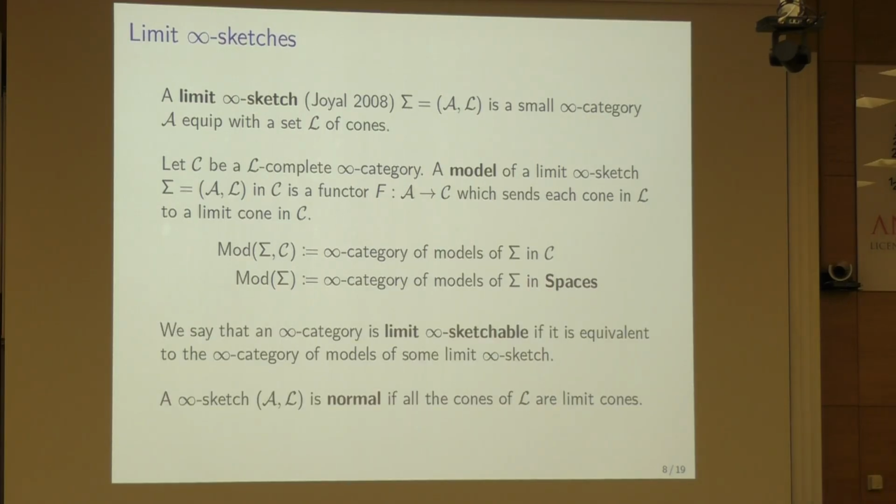And then we have the same thing, so we have a concept of limit infinity sketchable, which is an infinity category which is equivalent to the infinity category of models of some limit sketch. And one thing that I didn't talk about earlier is that an infinity sketch can be normal, which basically means that all the cones of L are proper limit cones in A. So then this will be more what is called a limit theory, I think, or yeah.